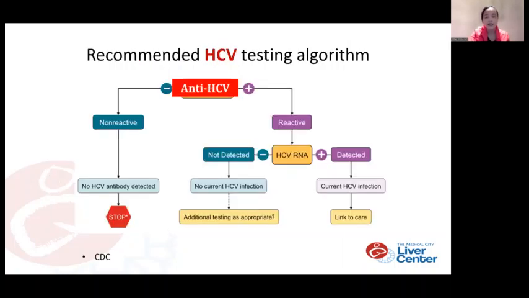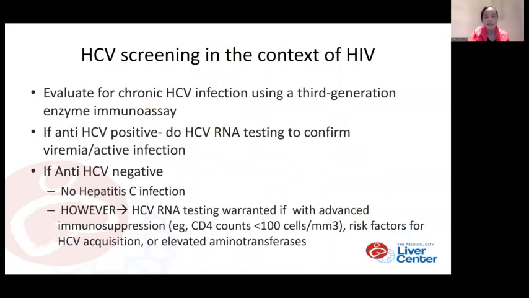So this is the general hepatitis C testing algorithm. It's quite simple. If your anti-HCV or screening test is positive or reactive, you do an RNA to confirm viremia, and that confirms active or current hepatitis C infection. So if your anti-HCV is positive, but your RNA is not detected, then this might mean a past infection and no current infection.